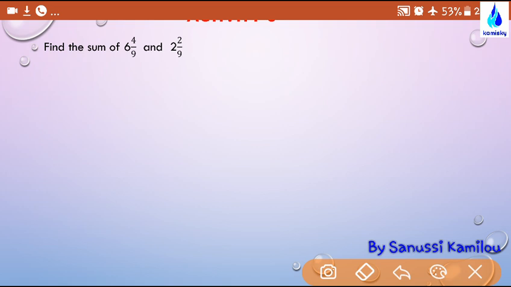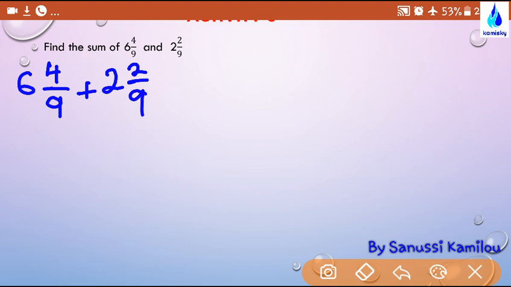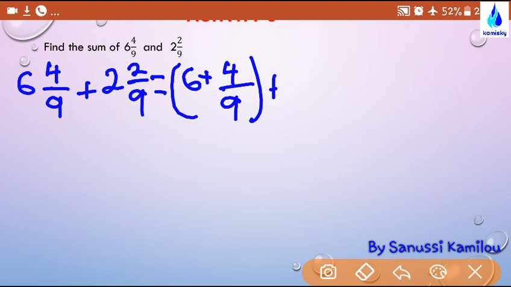Now we are saying that you should find the sum of 6 whole number 4 over 9 and 2 whole number 2 over 9. This is what they are asking us to do. We have said earlier on that the first one that you see here can be written in this form: 6 plus 4/9, and then the other one also can be written in the same form: 2 plus 2/9.